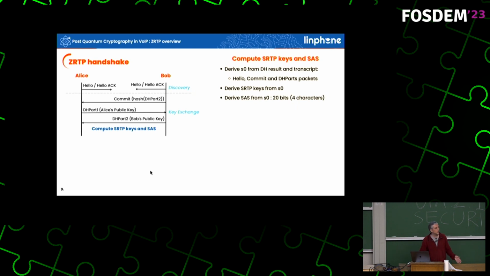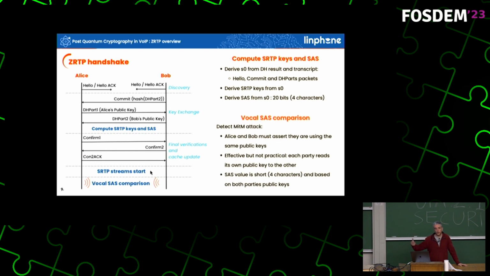From S0, they derive the ZRTP keys, which is what we are trying to do here, and they also derive something called SAS, the short authentication string, that will be vocally compared over the phone, because Alice and Bob are actually talking to each other. The end of the protocol is just some updates and writing in cache for the key continuity mechanism, which is not really interesting now. Then the ZRTP streams start, and they can talk. Once they start to talk, once in the call, they do this vocal SAS comparison.